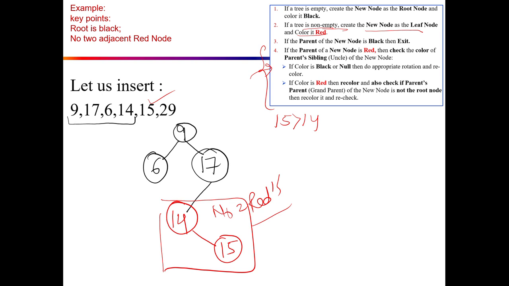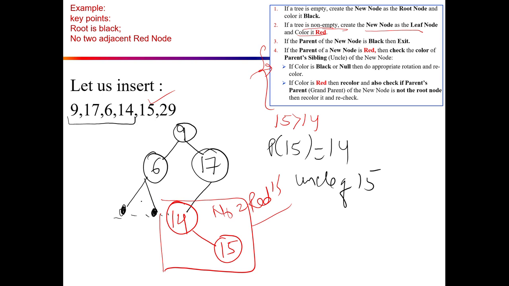Now, we need to focus on certain important parameters. 14 is the parent of 15. So, parent of 15 is equal to 14. And uncle of 15. Who is the uncle of 15? Right now, at this particular position, what do we have? We actually have the null nodes, right? Or we have the sentinel nodes.